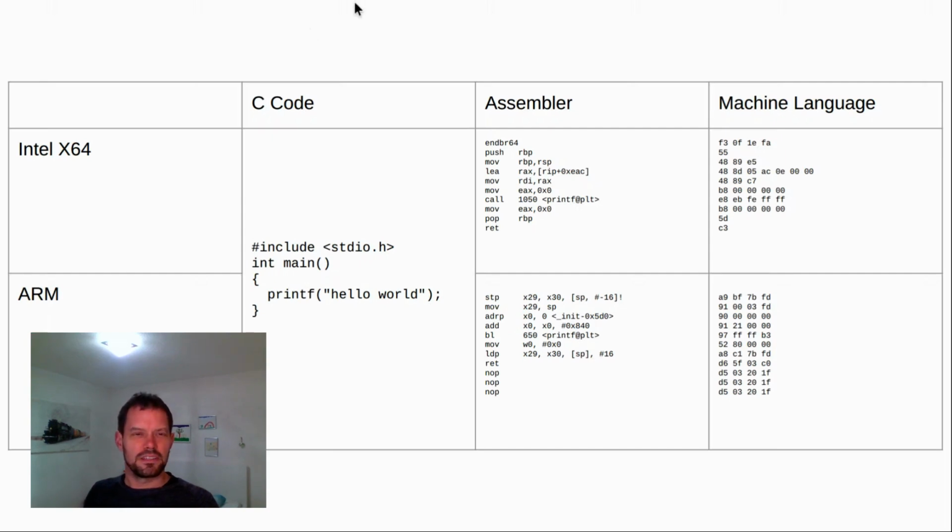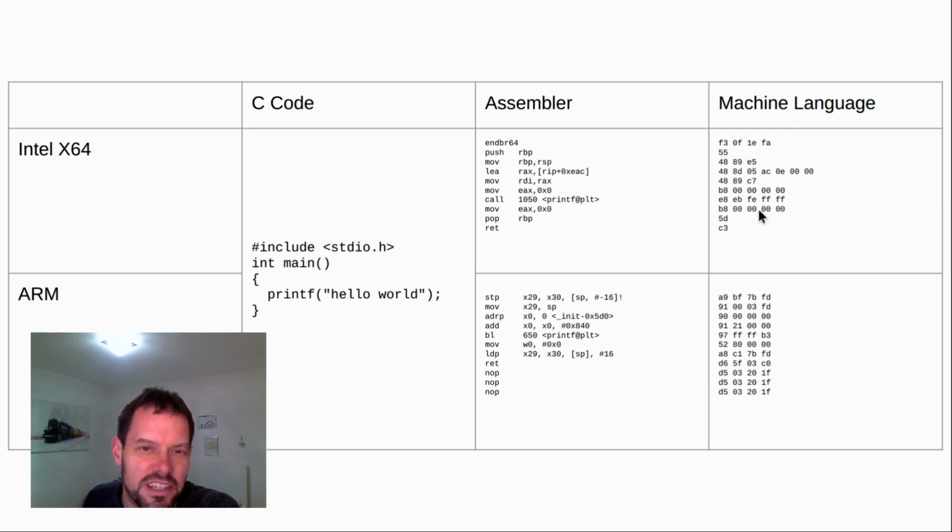To illustrate this, I have now made a table. Here I have put in the C code, so the code in C programming language. It is always the same. It is printf hello world, does nothing else but printing out hello world. And then I have done the same code in assembler. It is already a bit longer and much harder to understand what's happening here. And then I have done it again in machine language.